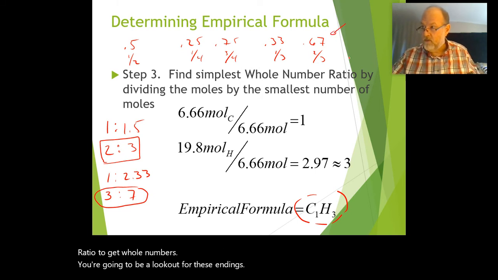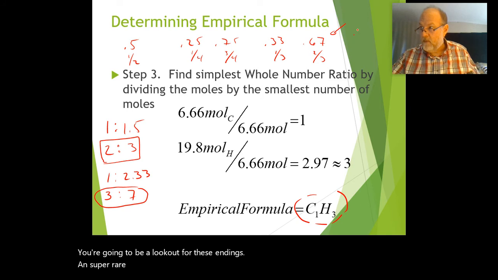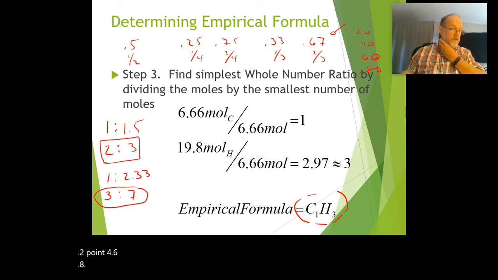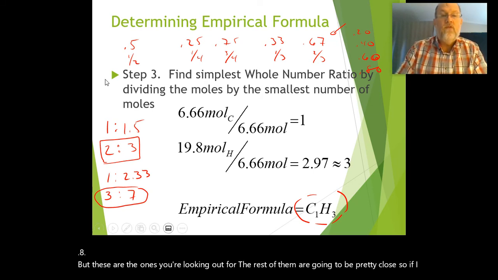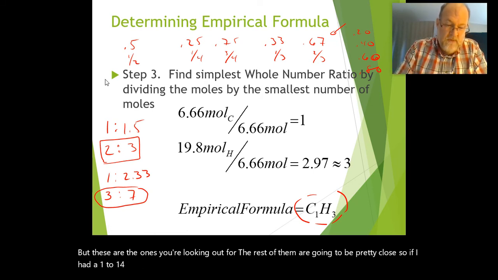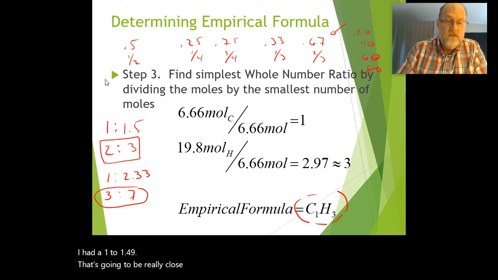And super rare exceptions, you might have 0.2, 0.4, 0.6, 0.8. But these are the ones you're looking out for. The rest of them are going to be pretty close. So if I had a 1 to 1.49, that's going to be really close to 1.5. So then you multiply everything times 2.